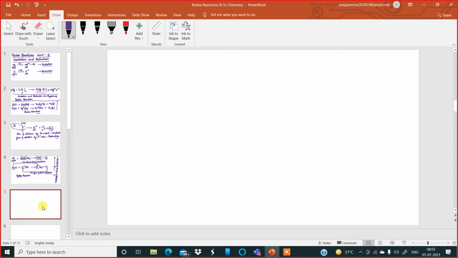Now, this reaction which I have just written down over here: zinc metal plus Cu2+ ion from aqueous solution is forming Zn2+ zinc ions after combining with sulfate, and copper metal. In this reaction, this zinc metal is losing electrons.